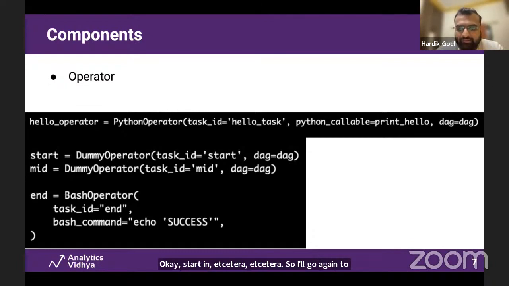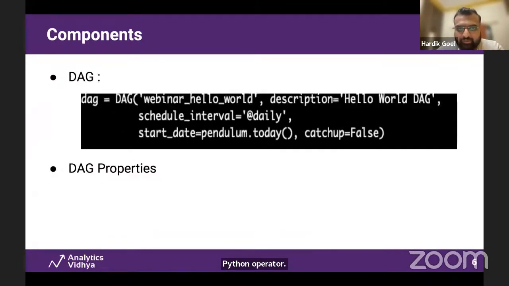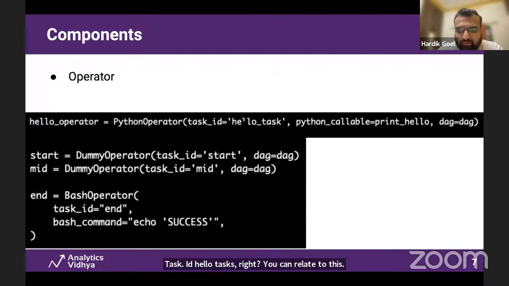Task ID, hello task, right? You can relate to this. So here we have the task ID is the first one. So here the task ID is the hello task. That means the Python operator, whatever task it is responsible to cater to, it will have your task ID as the hello task. And the Python callable will be print hello. Print hello is what? Print hello is the function, Python function.